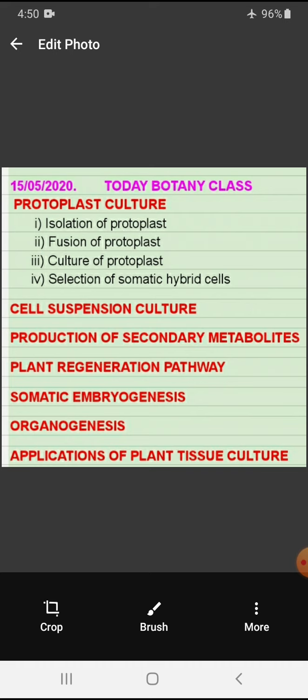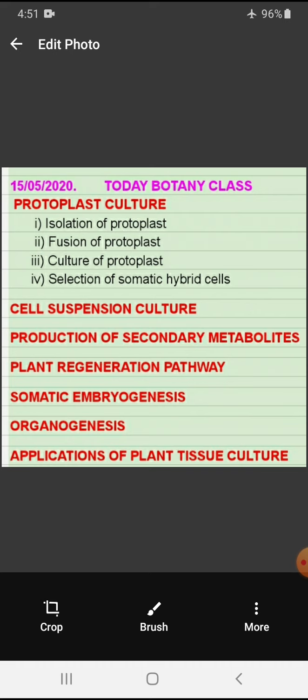Based on the explants, some other plant tissue culture types are organ culture, meristem culture, protoplast culture, cell culture. We finished the first two, organ culture and meristem culture. Today we are going to discuss protoplast culture, cell suspension culture, production of secondary metabolites, plant regeneration pathway, somatic embryogenesis, organogenesis, applications of plant tissue culture.